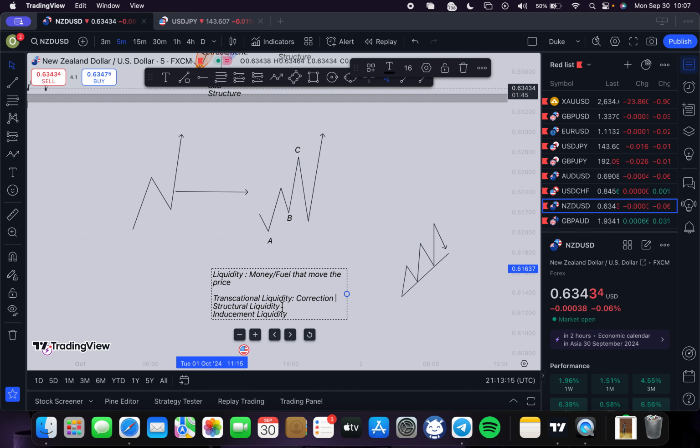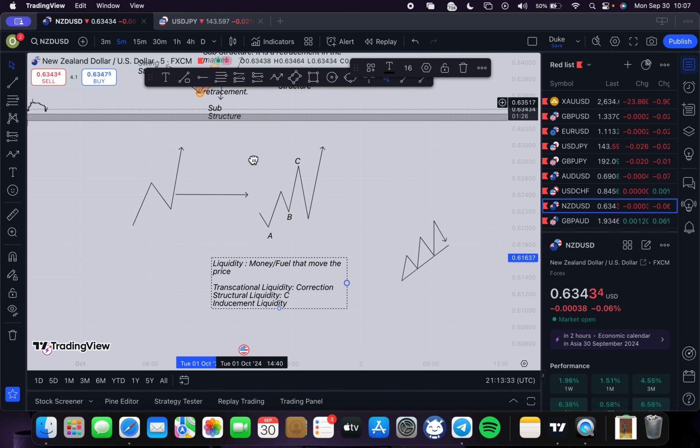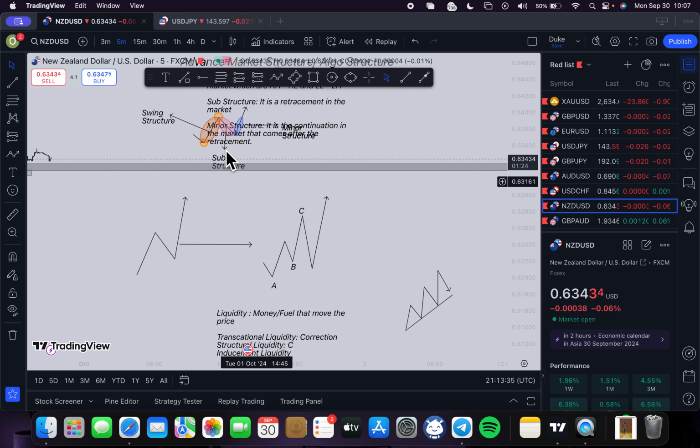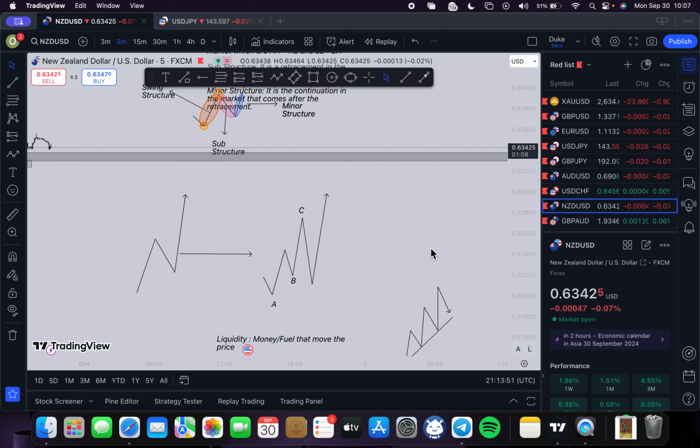Then we have our structural liquidity also. If you don't understand, let me know. Our structural liquidity is our continuation, just like the substructure. It is our continuation in the market. You understand the substructure, right?